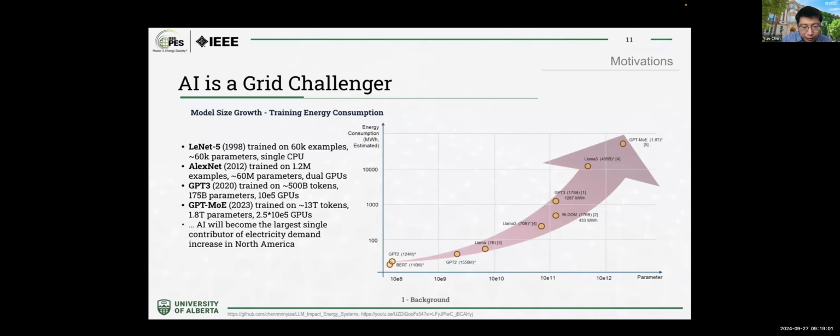And it's already estimated, right? So AI will be the largest single contributor of electricity demand increase in North America in the next, say, 20 to 30 years. So essentially what we saw from the demand side is that for the past 20 years, the load was increasing at a very steady and very small pace. Well, for the next 30 years, the load increase will be largely coming from AI and data centers.